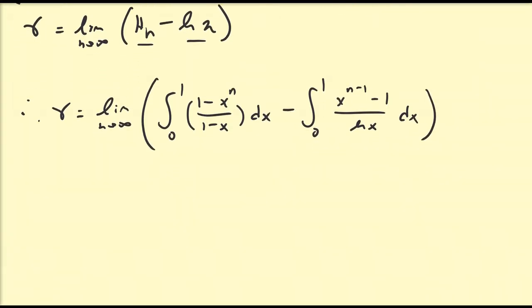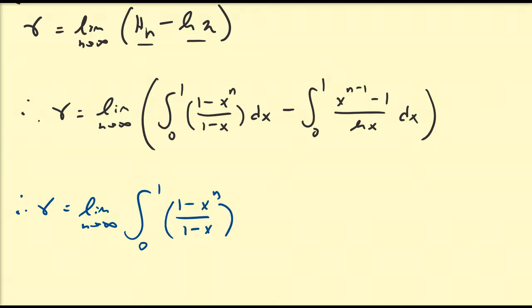So both of these are integrals from 0 to 1, so I'm just going to factor out the integral and pull out my dx out of the right hand side. So I can rewrite this as gamma is equal to the limit as n goes to infinity of the integral from 0 to 1 of (1 minus x to the n) over (1 minus x) minus (x to the n minus 1) all over the natural log of x dx.